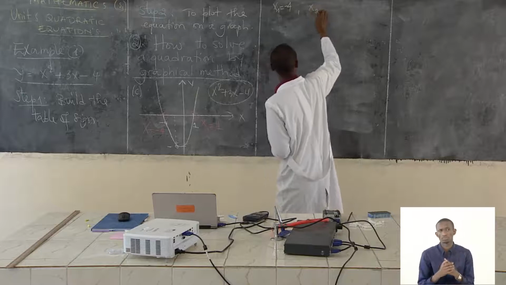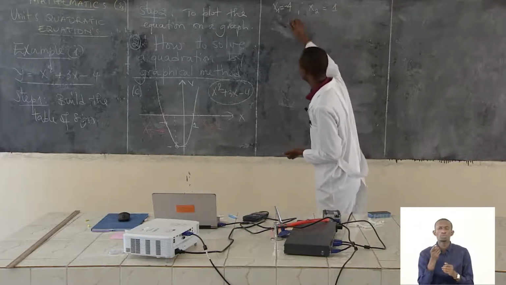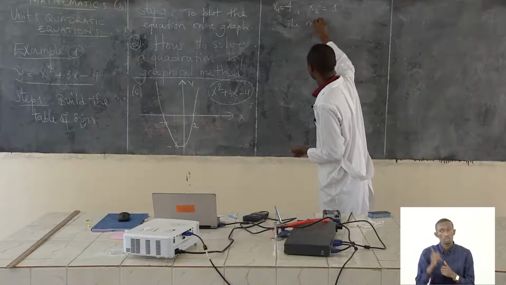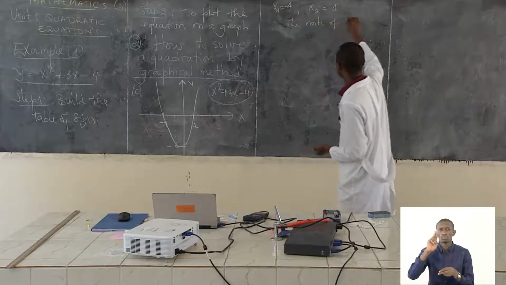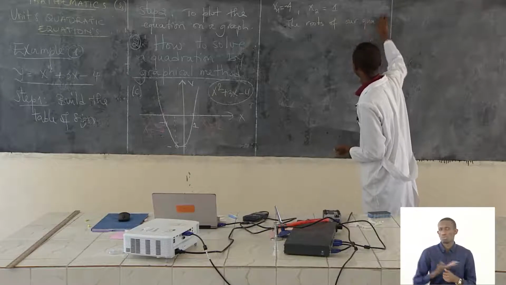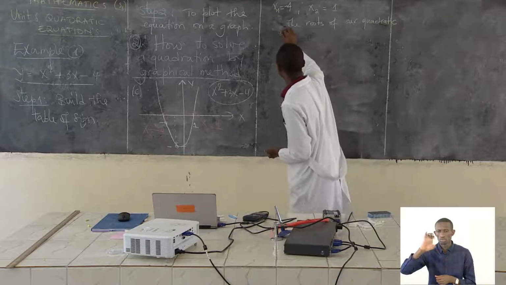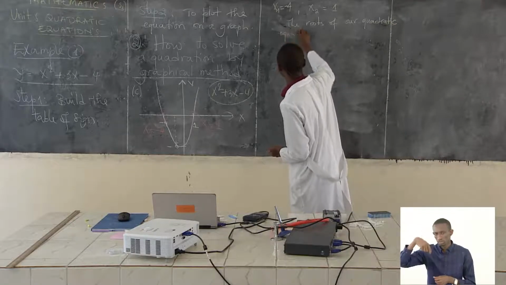But before you verify, you need to remember that if this one is -4 and the one down is 1, we call these ones the roots. We call them the roots of our quadratic equation.